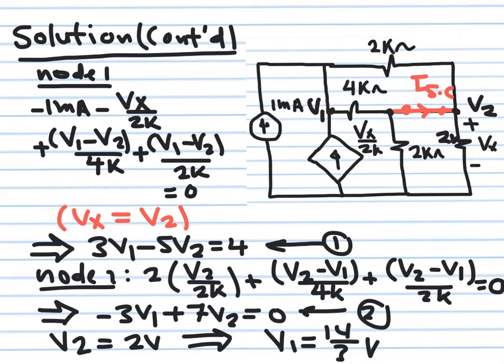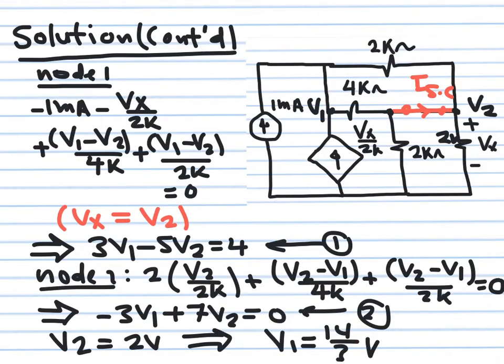Okay, so I combine these two terms and write them as 2V2 over 2k, and the others are still there. Multiply both sides by 4k, collect all the terms, and you obtain this equation here. Solve equation number 1 and equation number 2. You'll get that V1 is equal to 2 volts and V2 is equal to 14 over 3 volts.